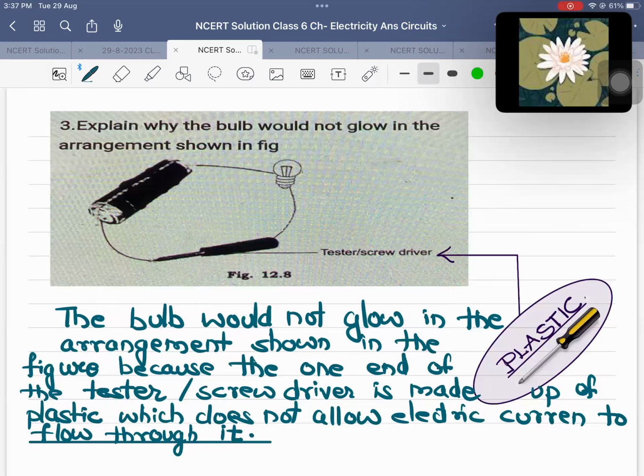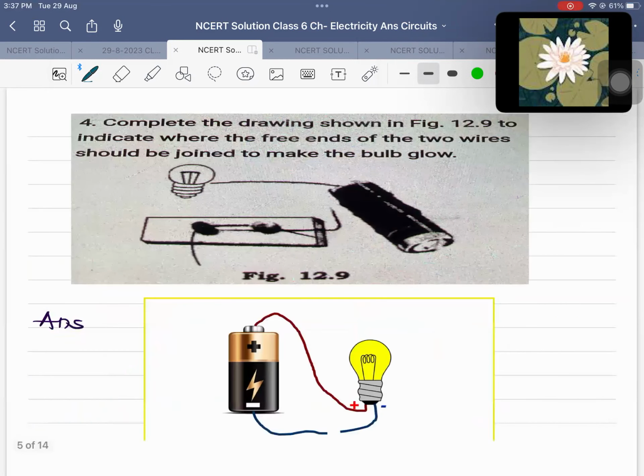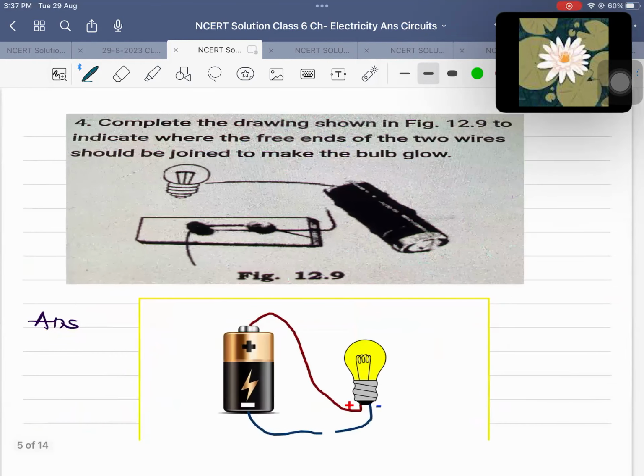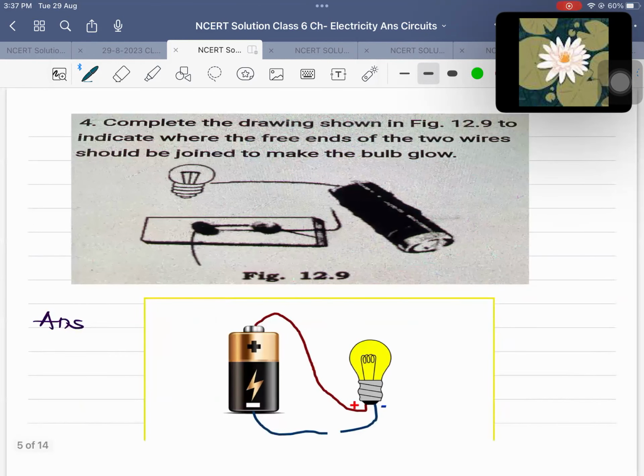Next question. Complete the drawing shown in figure 12.9 to indicate whether the free ends of the two wires should be joined to make the bulb glow. Yes, the two ends of the bulb should be joined to make the bulb glow.